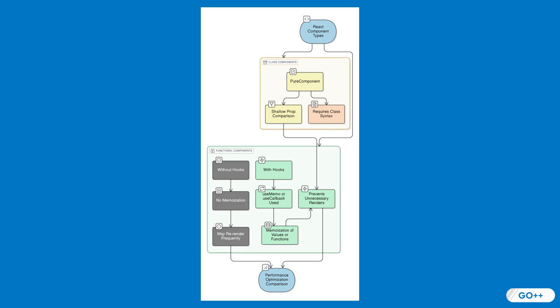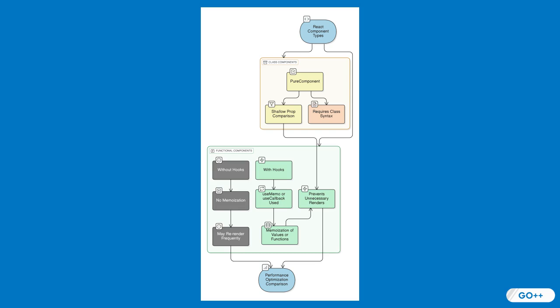Moreover, in functional components, React.memo can be used to wrap a component, providing a similar optimization as PureComponent, but for functional components. It acts like a seasoned lookout who keeps an eye on props and state, allowing the component to skip rendering if they haven't changed.